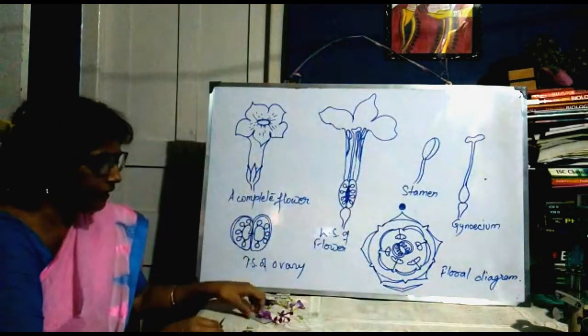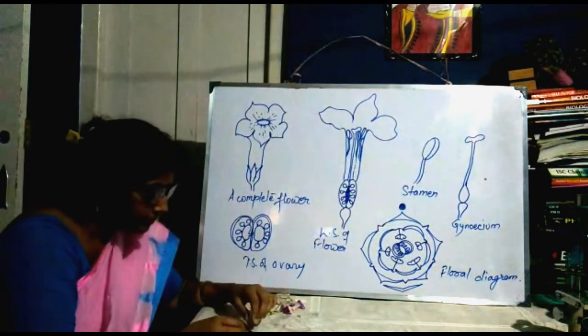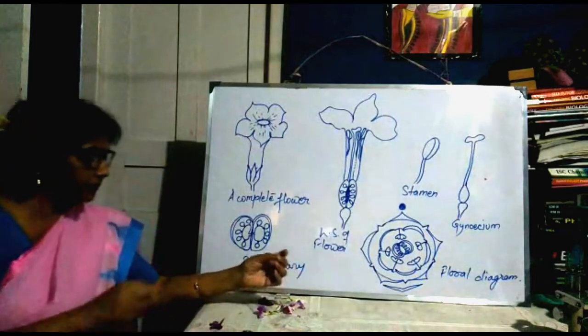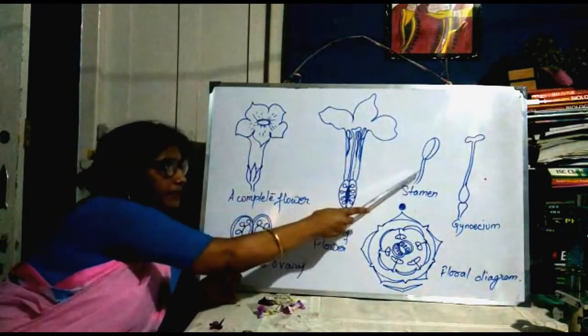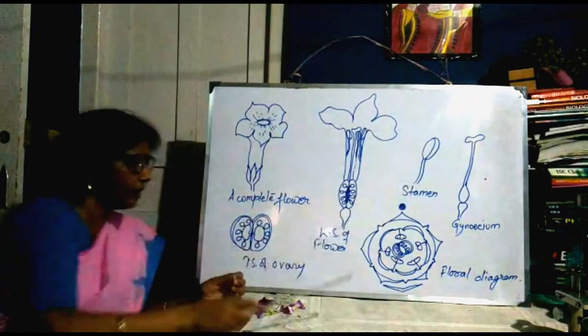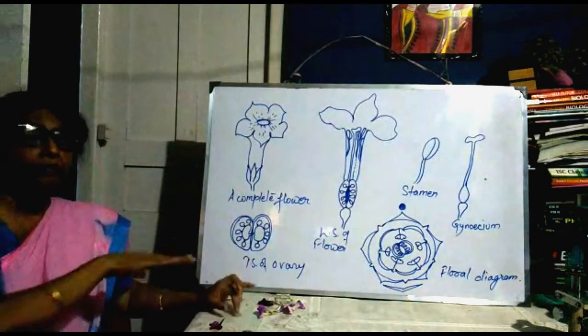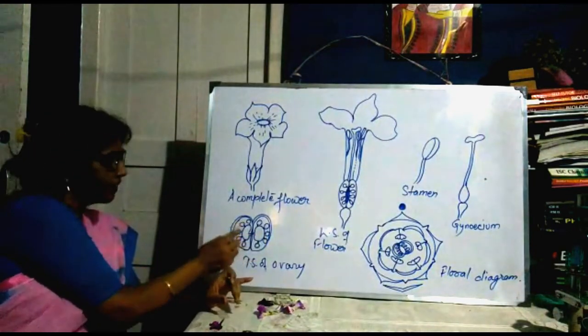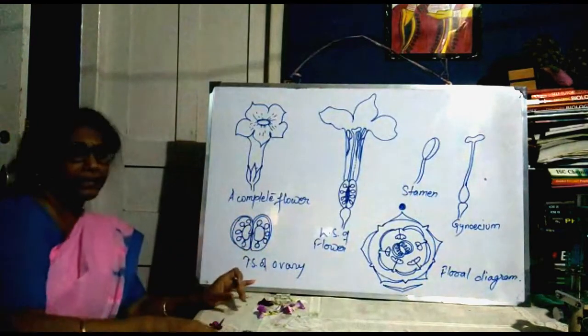I have separated the anther and I have drawn it, this is the anther and this is the filament, this is a single stamen. Then I have also drawn the TS of the ovary with 2 locules, swollen placenta, many ovules in each chamber, axile placentation.